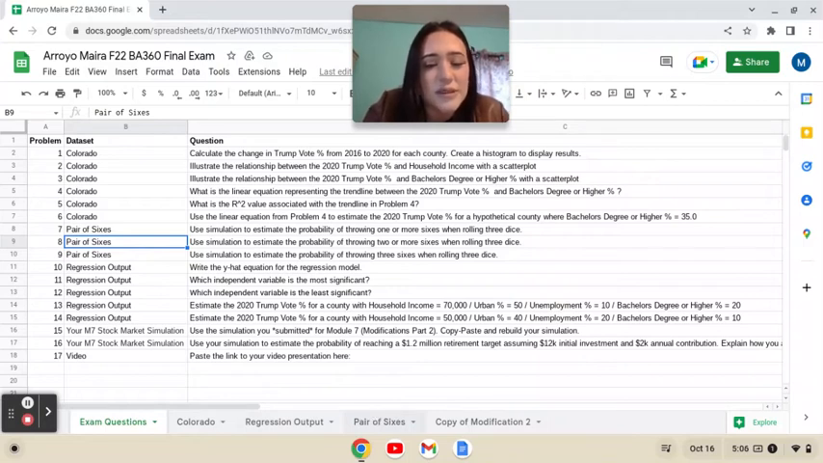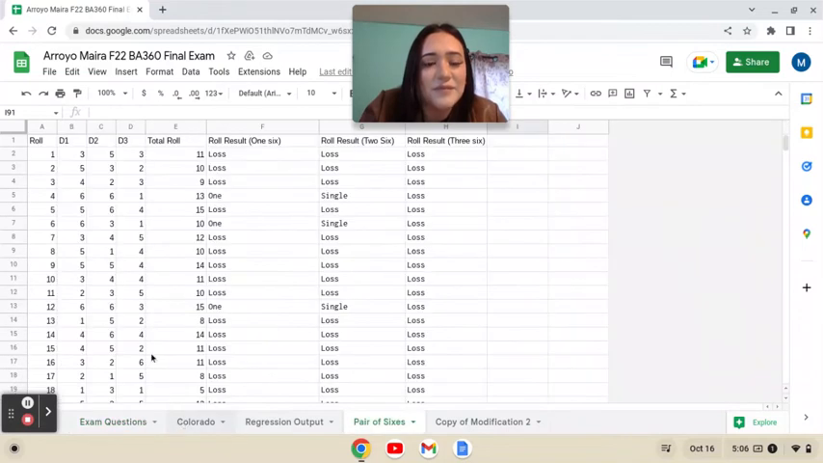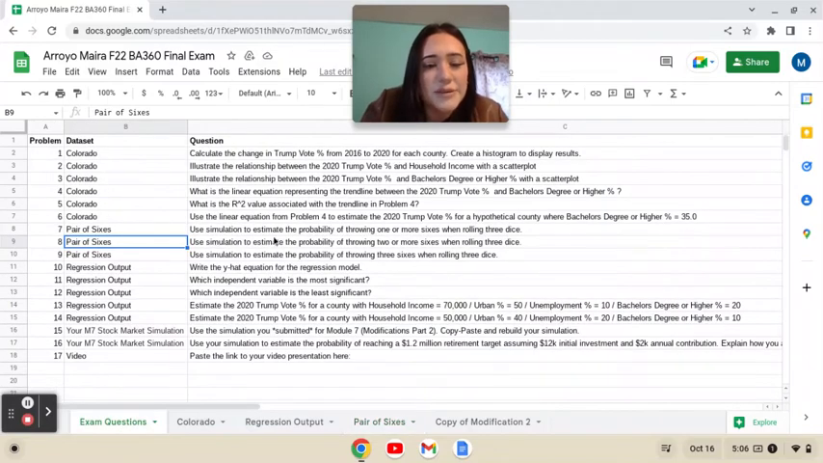just because the coin toss was really easy for me when we did it in module 6, but the dice, I couldn't get the simulations with the dice. So for the first question, I think the first 3 questions all on the dice were: use a simulation to estimate the probability of throwing 1 or more sixes when rolling 3 dice.